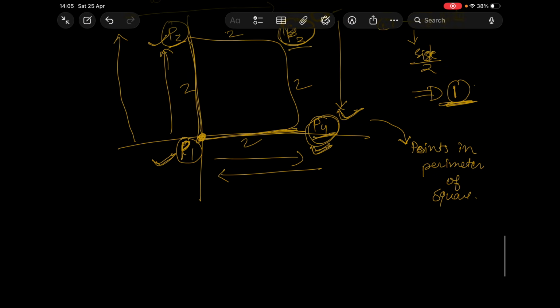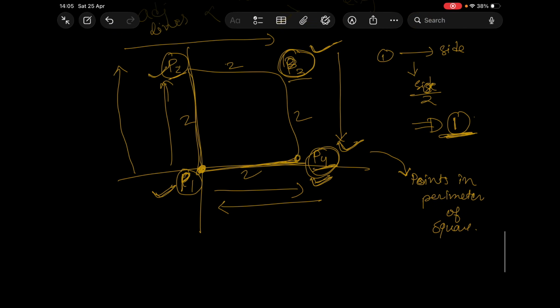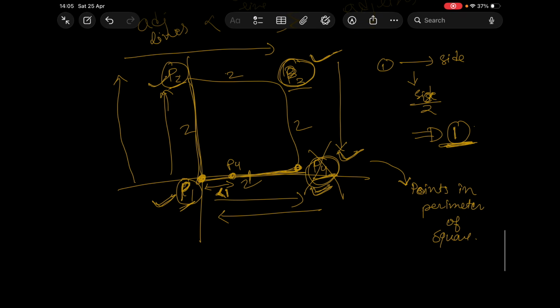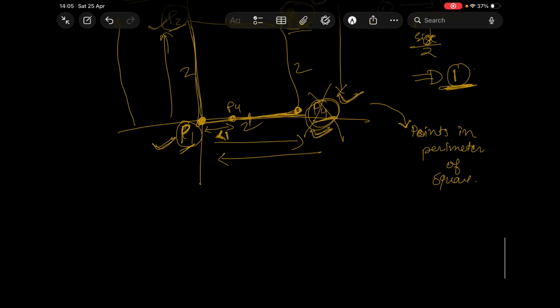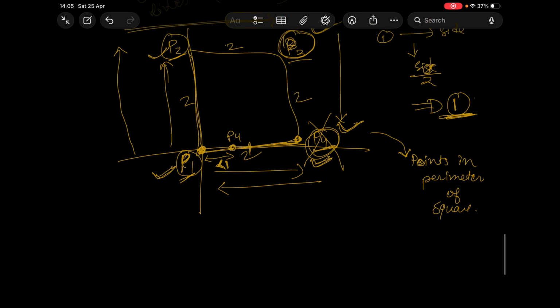So if in this example P4 was here, right? Now let's say P4 was not here, instead P4 would have been here. Can we pick this P1 point accordingly? No, right? Because this distance would be less than 1. So this is not possible. So we have to try this such that the points that we are picking are less than or equal to whatever limit we have taken.